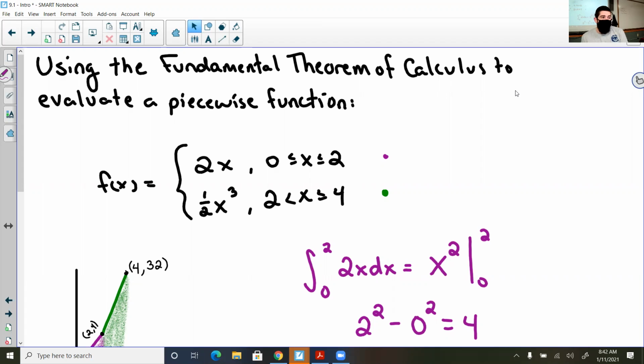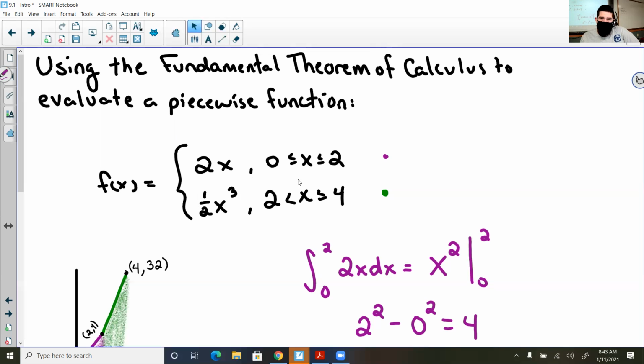So I titled this just using the fundamental theorem of calculus to evaluate a piecewise function. And we are using the fundamental theorem of calculus. It's just that we are using the part where we are taking the antiderivative and then evaluating it at the upper bound, at the lower bound, and then subtracting them. Now, since it's a piecewise function, that means that we have multiple functions that are going to add together to give us the overall area.